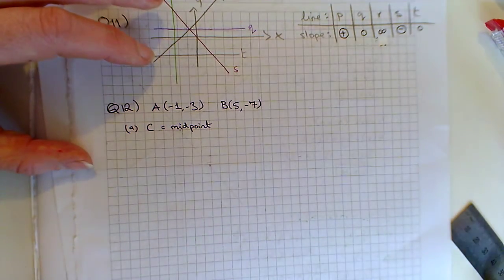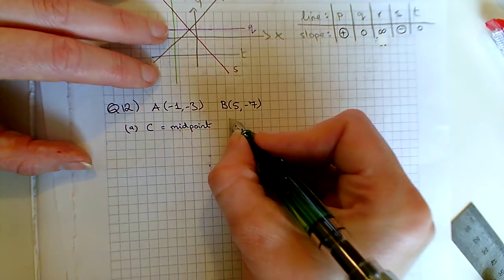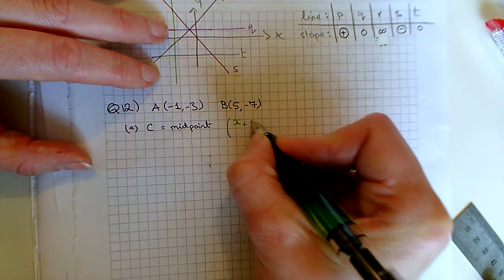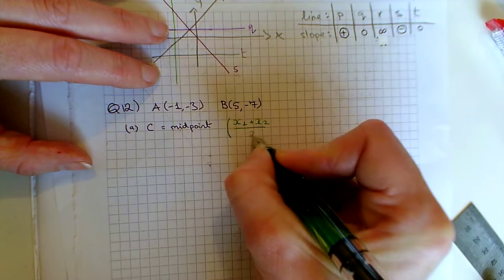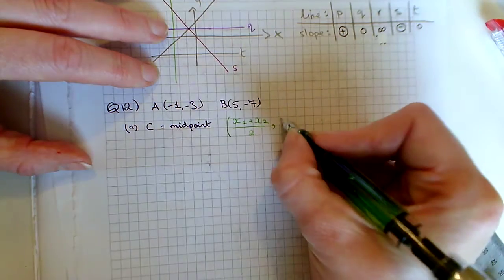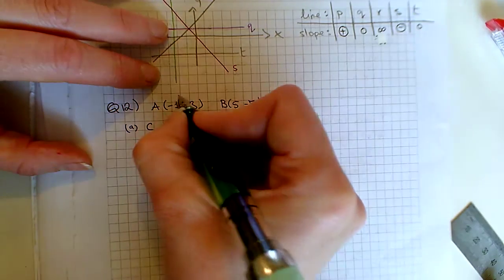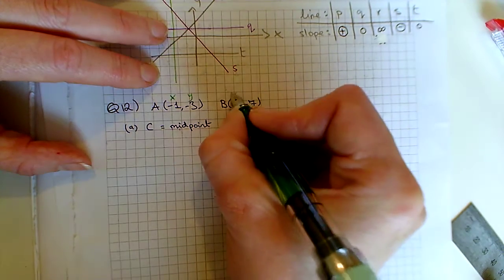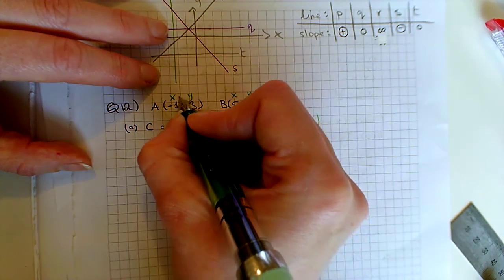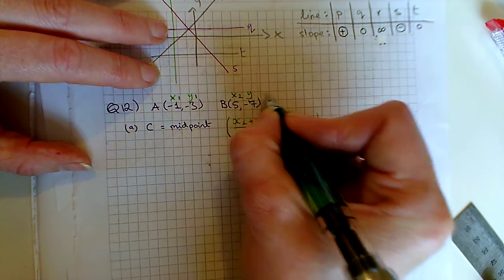First of all, write down your midpoint formula. So it's the average of the x values for the x coordinate and the average of the y values for the y coordinate. Both of my points are x and y. This is my first point, this is my second point.